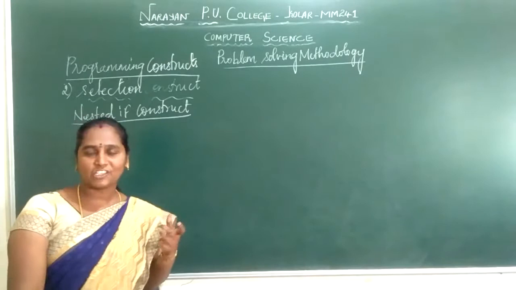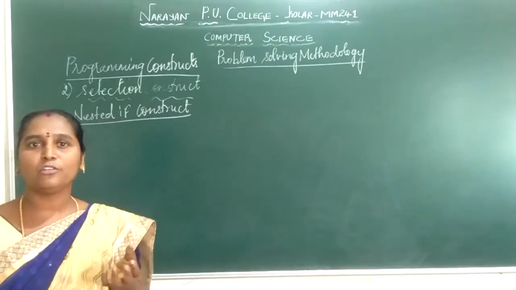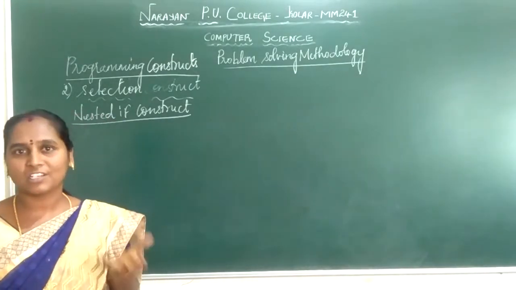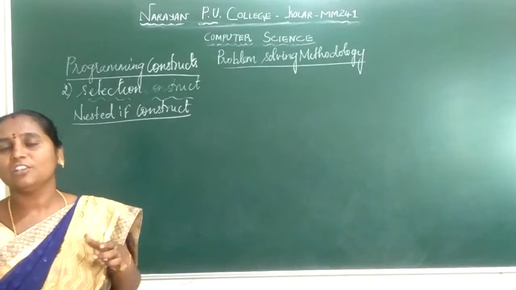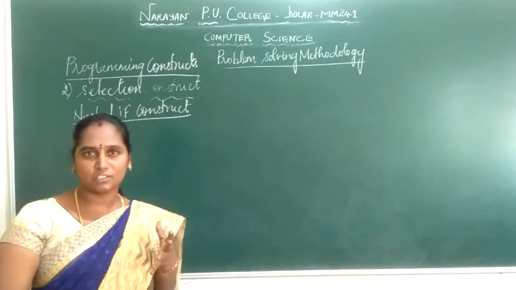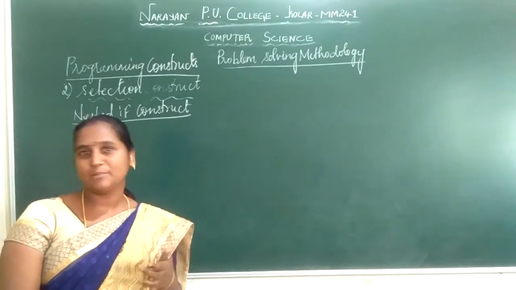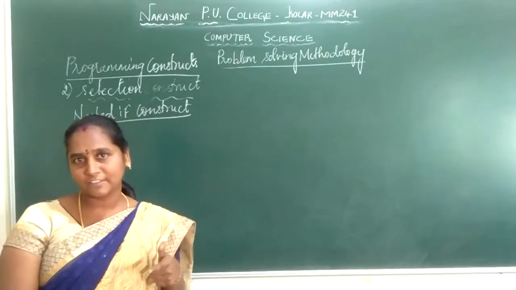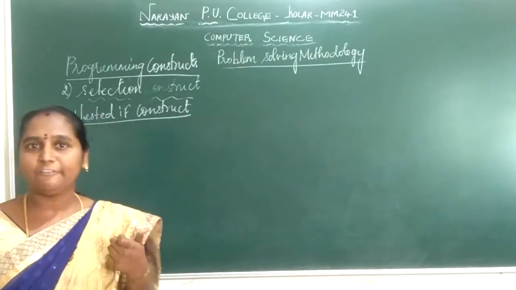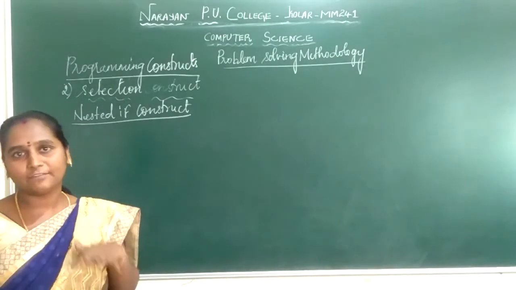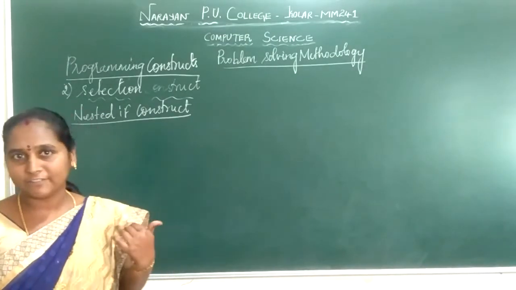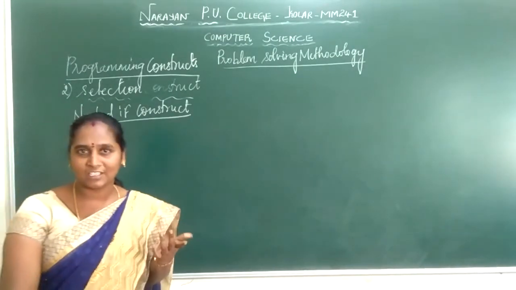Next we went to the selection construct. In the selection construct we are going to decide; it is also called the decision construct. Based on the condition, you decide which particular statement has to be executed. In the selection construct, there are five types. First is the simple if statement. Second is the if else statement. Third is the if else if statement. Fourth is the nested if statement. Fifth is the multiple selection construct.